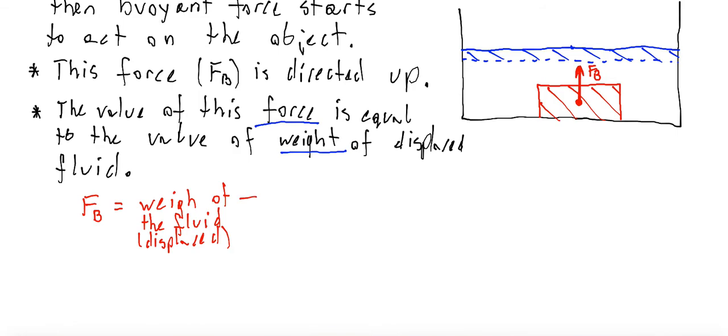Okay, how to write the weight of displaced fluid? Mass of the displaced fluid times gravitational acceleration. This is a weight. Gravitational force acting on the fluid is mass times gravitational acceleration. Remember that this is the mass of displaced fluid. And g is gravitational acceleration.